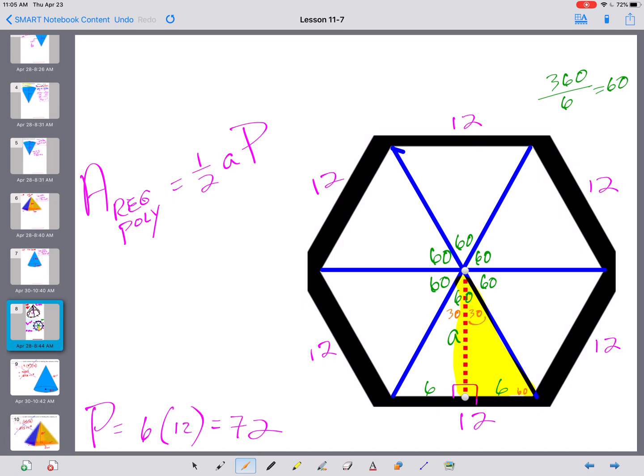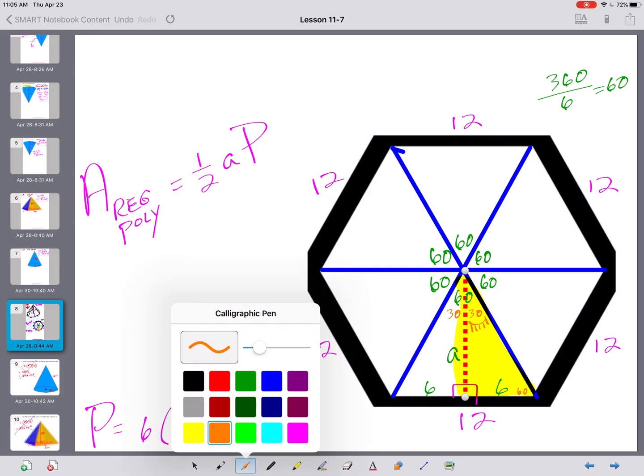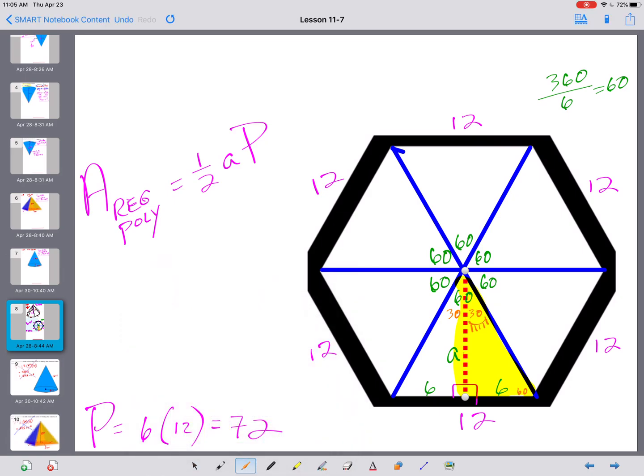If you want, put your eye right there. Hey, tangent of 30 equals 6 over A. That's great. I'm going to do a 30-60-90 triangle. I got the short leg, 6. Take the short leg, multiply it by root 3, and I get the long leg, 6 root 3.